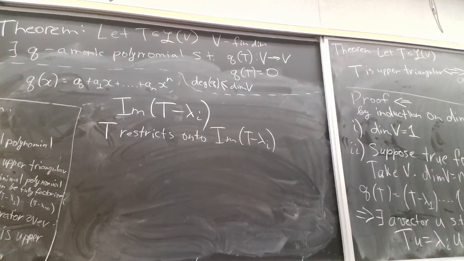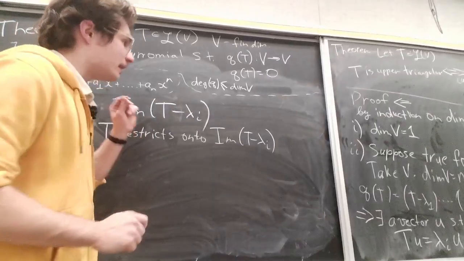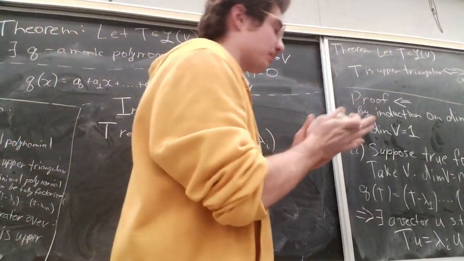Sorry. U is sorry, give me a moment. This, yes. U is equal to T minus lambda I. This is the part that I didn't prepare. Right. Oh, good. Now, what is the next thing?